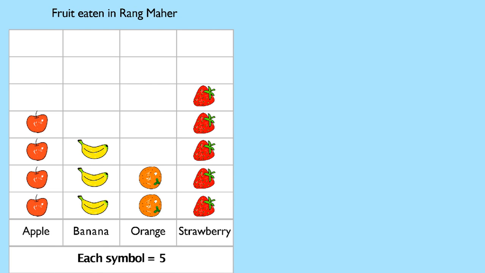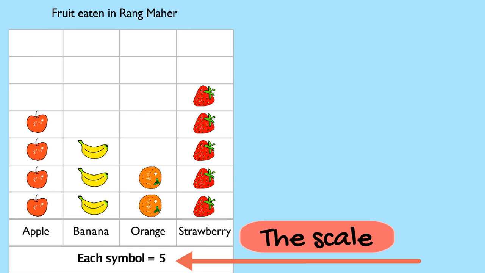Firstly, can you figure out what we're counting up in on this pictogram? Pause the video and see if you can figure out that answer. So if you look down the bottom, you would have seen the scale is right here. Each symbol is equal to 5, so we're counting up in 5s this time.